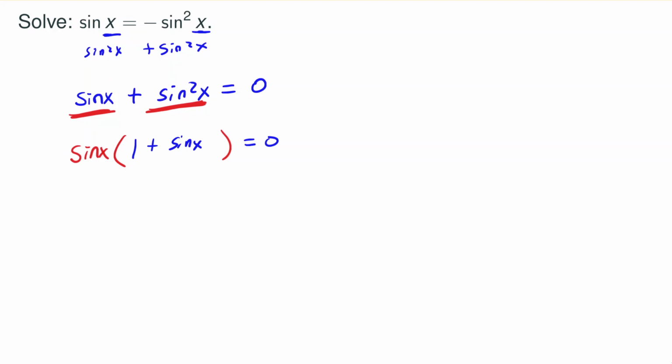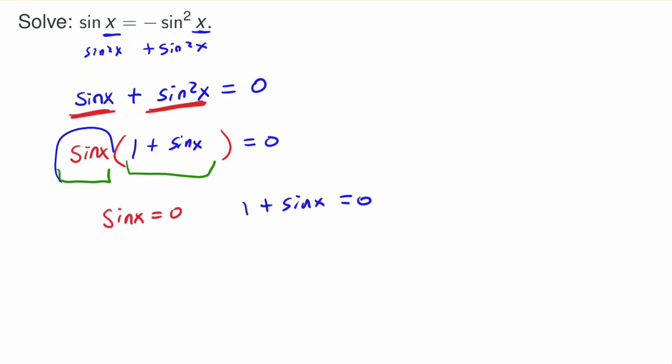Okay? So then in order for this equation to be 0, either sine x has to be 0, or 1 plus sine x has to be 0. So here we have two equations. This separates the two equations. Sine x equals 0, or 1 plus sine x has to be 0. Because if this is 0, 0 times whatever is 0. Also, if this is 0, 0 times sine x will give us 0.